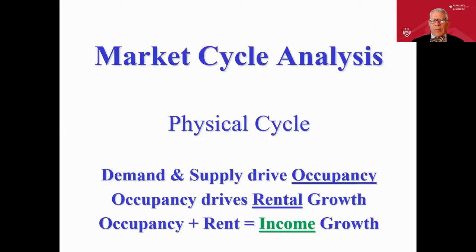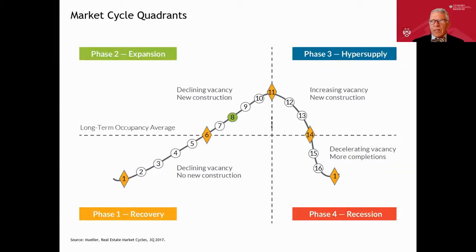So the physical cycle is basically looking at demand and supply for space that drives occupancy. Occupancy drives rent growth, and occupancy plus rent growth drives the income growth in your properties. And we're going to focus on that because that's really the key that will help us to understand our total return as we move forward.